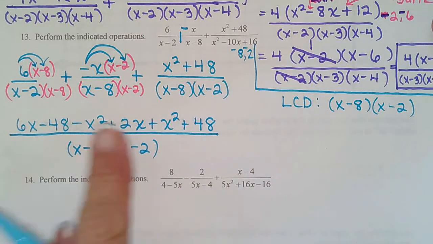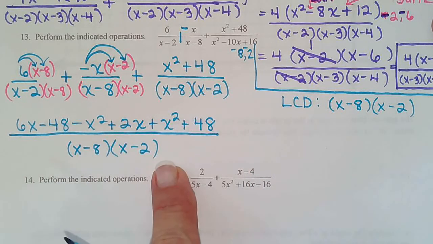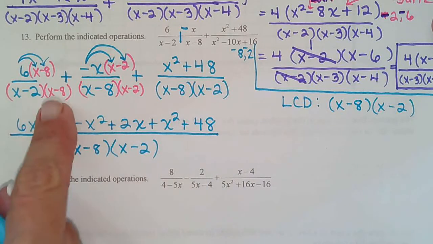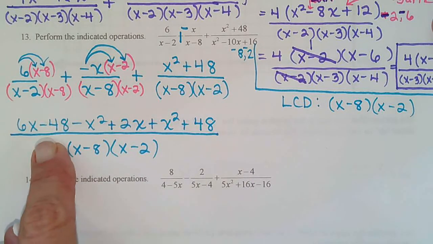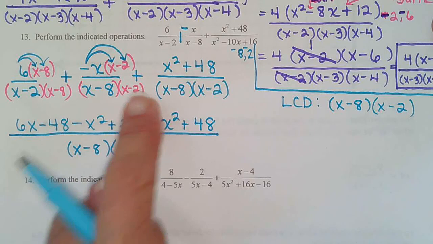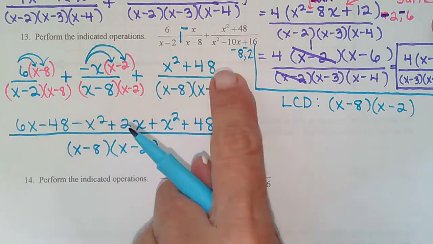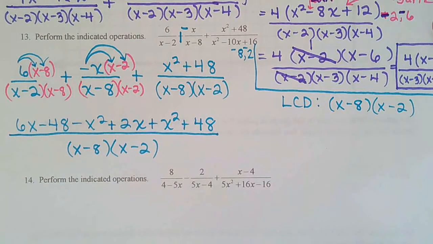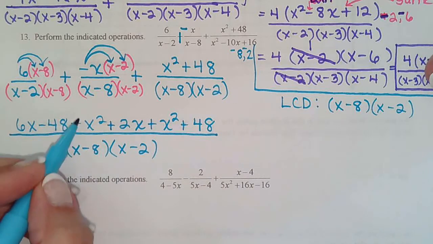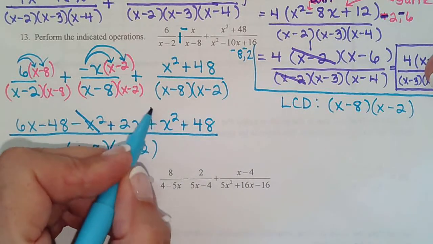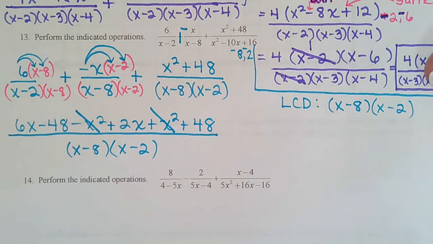So there's our three new numerators all over the common denominator. This one was missing x minus 8. We got that. This one was missing x minus 2 to make it look like this. So negative x squared plus 2x. This one already had the common denominator, so it came down. Ooh, this one's looking to be nice and easy. Look at this. Boom. Love it when the x squareds cancel.